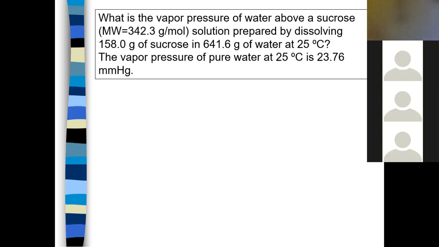So is this question pretty straightforward? Yes, no? Yes. We know PW with a degree symbol. We know the vapor pressure of the pure water. And you gave me the masses of sugar and water. Can I go find the mole fraction of the water? Yeah, right? So I'm going to pause here and let you do that.